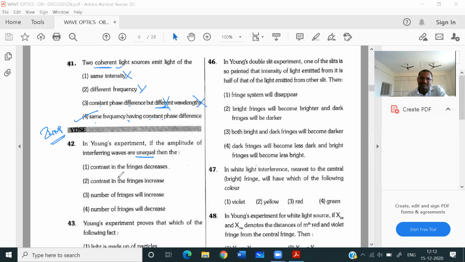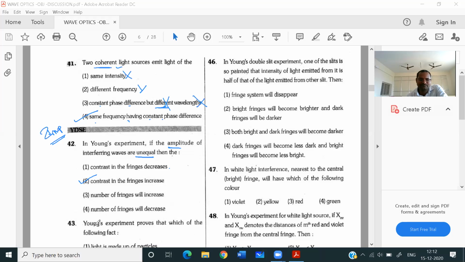Contrast of the fringes decreases, contrast of the fringes increases, number of fringes increases, number of fringes decreases. See, if amplitudes are equal in a YDSE experiment, then fringes will be of equal intensity. If unequal amplitudes are there, intensity depends upon amplitude, no? Yes. Then the intensity of the bright and dark fringes will not be exactly bright, not exactly dark. Due to that, there will be some blurriness.